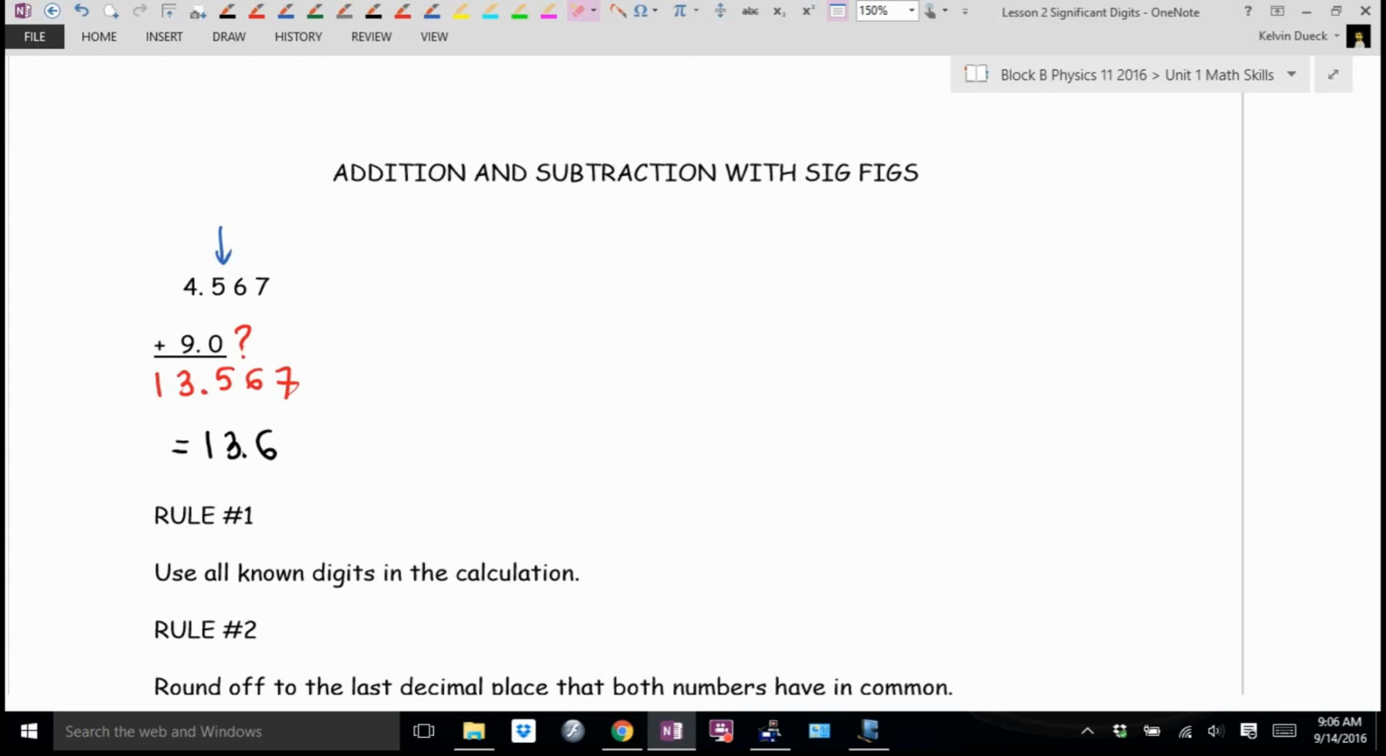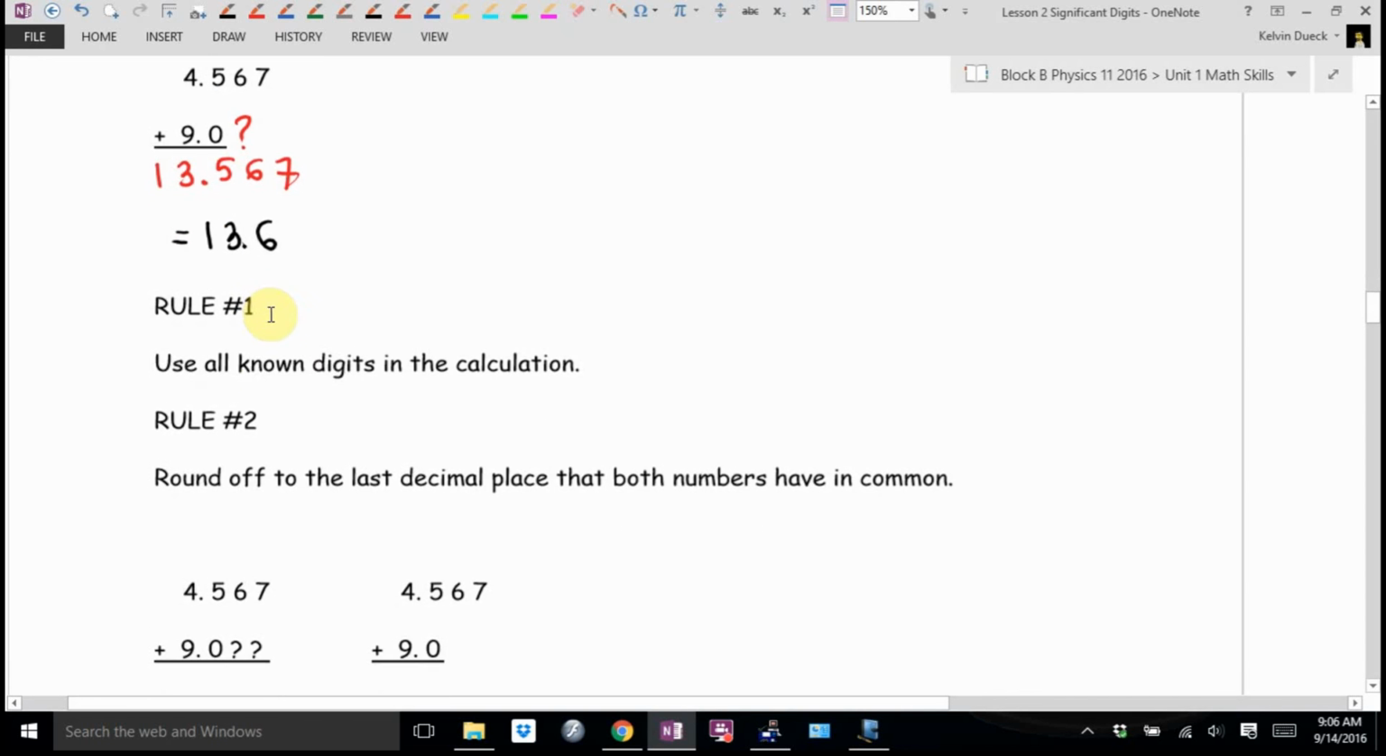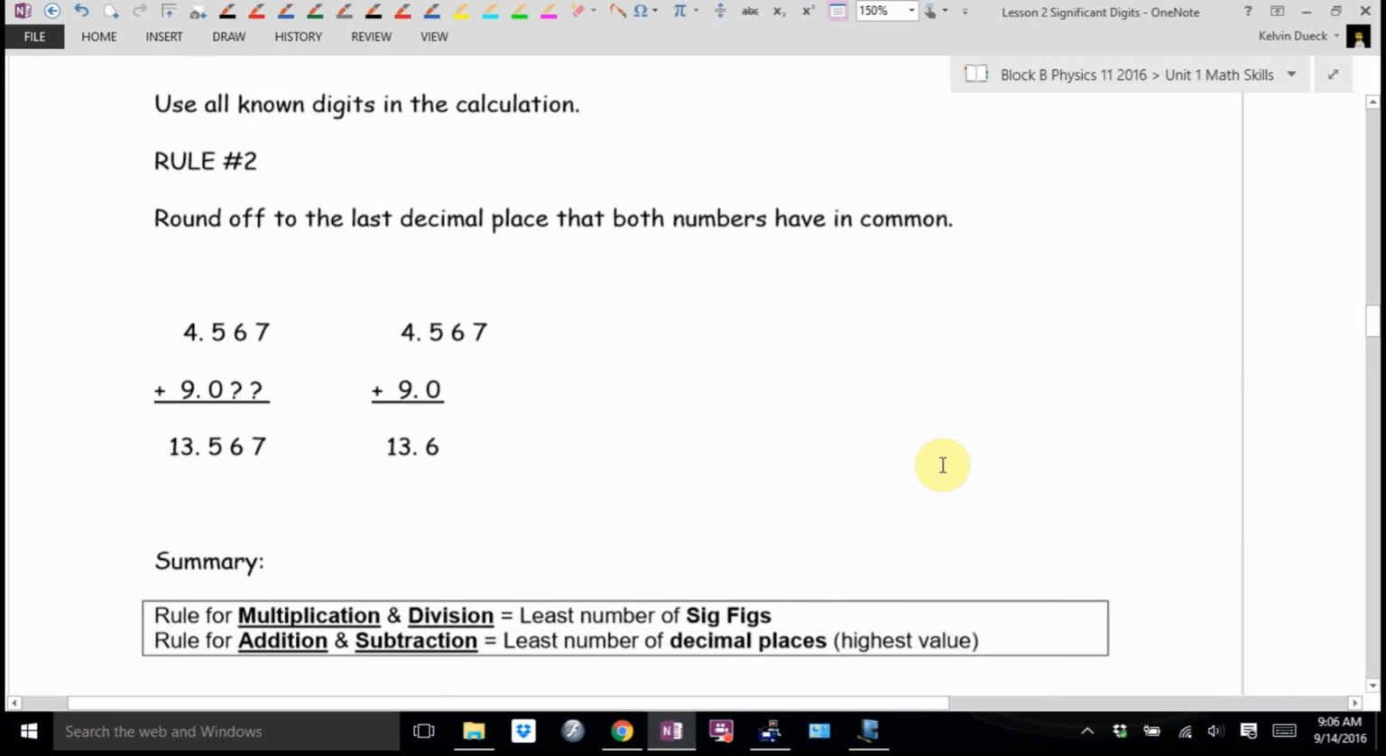And the argument is, because you don't know this number right here, all of these are really just a guess anyways. You don't know what was sitting over there. So rule 1, use all the known digits in the calculation. Rule 2, round off to the last decimal place that both numbers have in common. I find it easier to do an example than try and figure that out from English. Let's do a couple more.